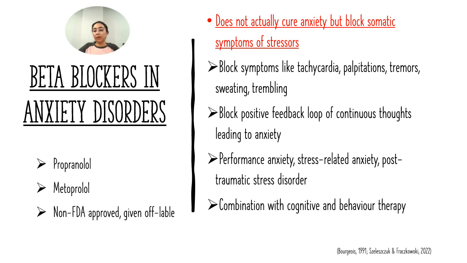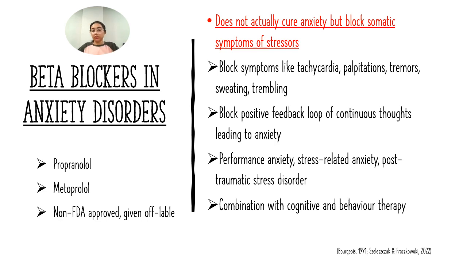So it blocks the positive feedback loop once these sympathetic-mediated somatic symptoms start. There is a positive feedback loop that keeps on going and keeps increasing the somatic symptoms, while in the mind or the brain there are continuous thoughts that lead to more and more anxiety. Beta blockers cannot work on the thoughts or what is going on in a person's mind, but they can block the somatic or physical symptoms that are produced due to the arrival of the stressor.